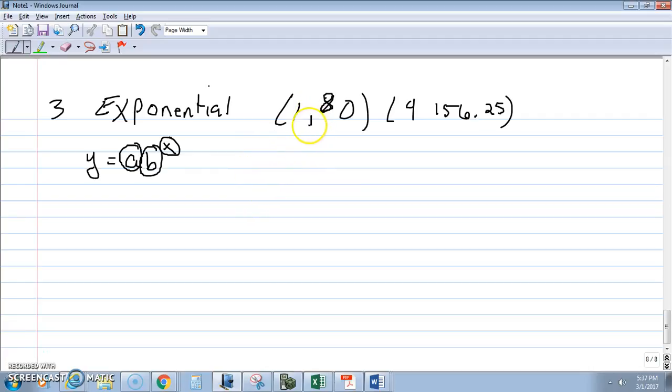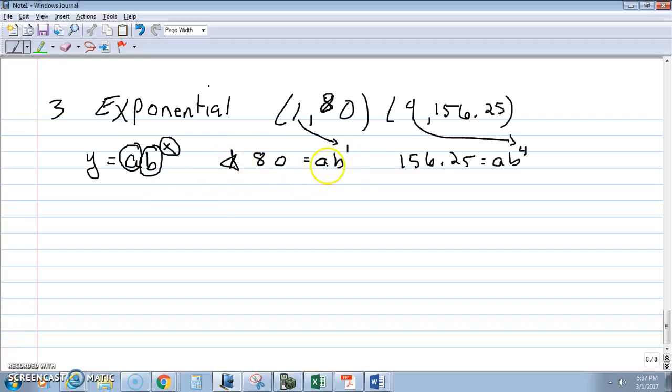If you look at this first point, my y is 80, y equals a times b to the first power, because that's my x. And this one is y, which is 156.25, equals a times b to the 4th power, because that 4 goes there. Now let's solve this first equation for a. Let's get a by itself.